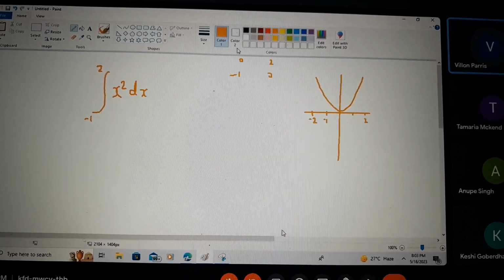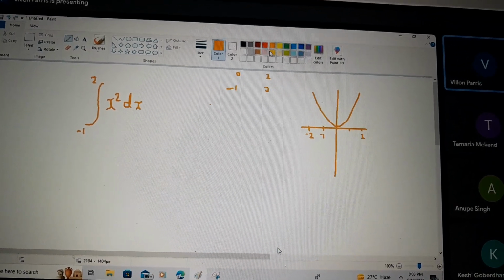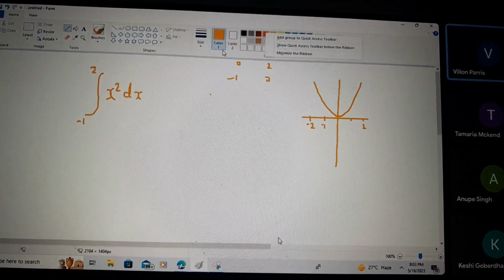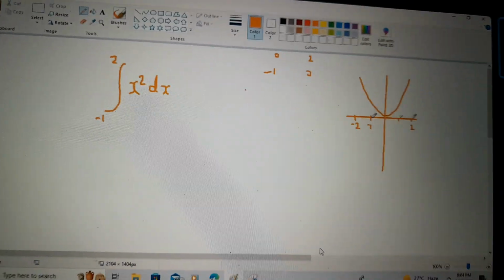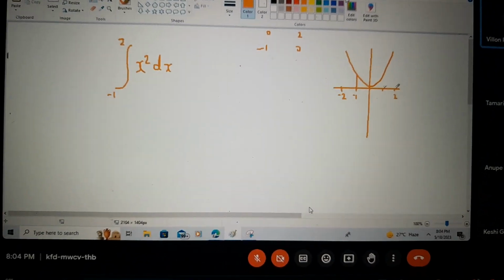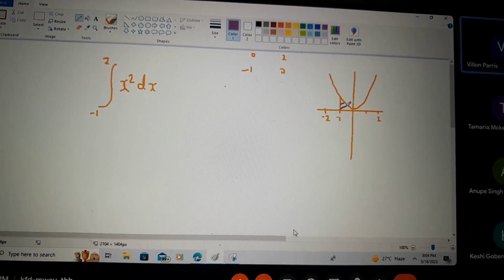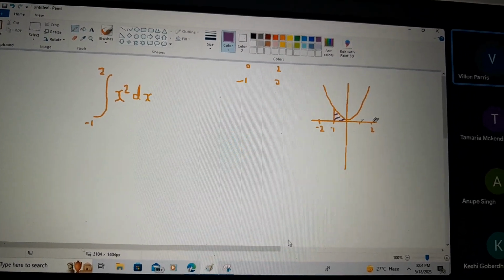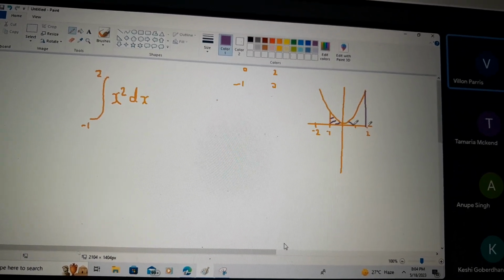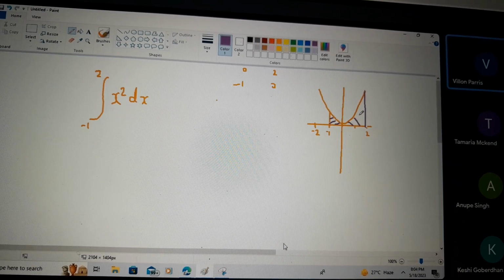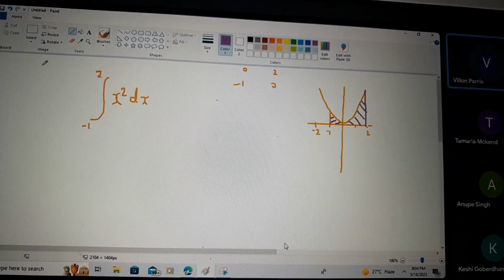So the area that we were looking at is this portion here and this portion here. Okay. So let's go ahead and find that area.